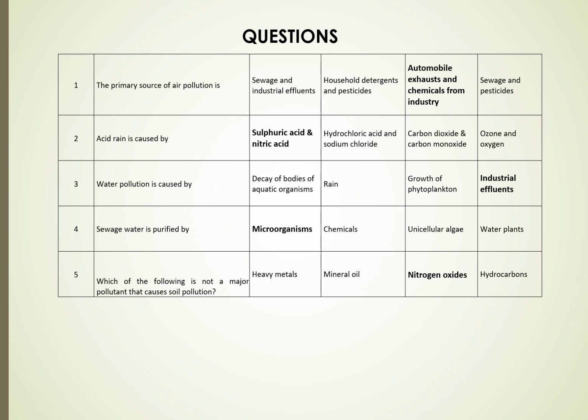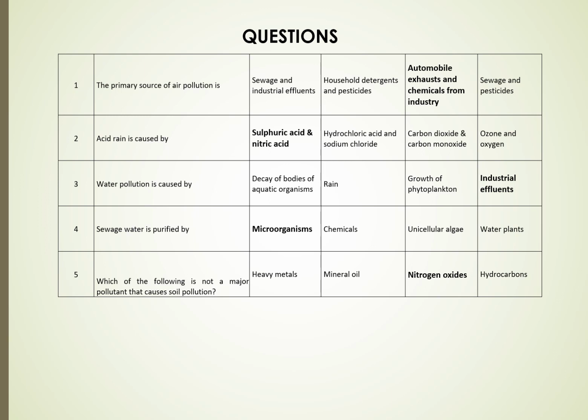Question number 3. Water pollution is caused by: option A, decay of bodies of aquatic organisms; option B, rain; option C, growth of phytoplanktons; option D, industrial effluents. Option D is the correct answer, that is industrial effluents.